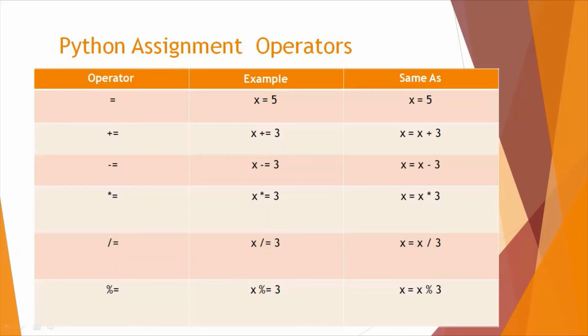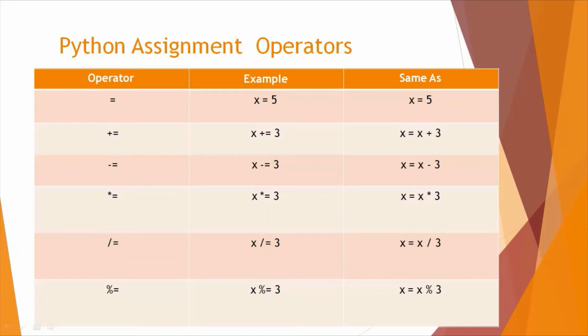We have plus equals. That is, x plus equals 3 is equivalent to x equals x plus 3. So it will add x as well as 3 in it. So this plus equals is equivalent to this x plus 3. Similarly, x minus equals 3 is equivalent to x equals x minus 3.